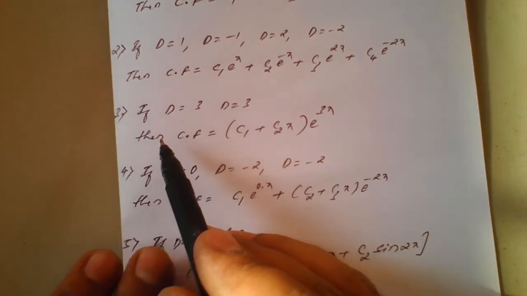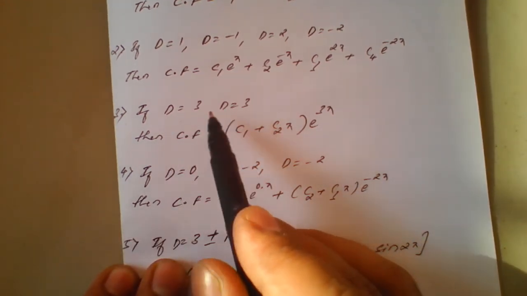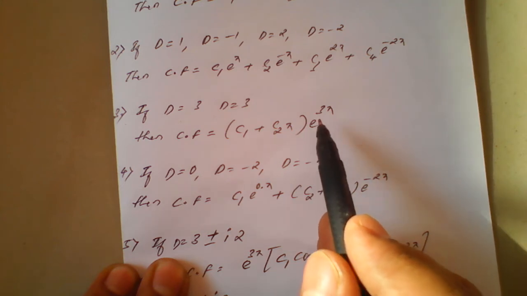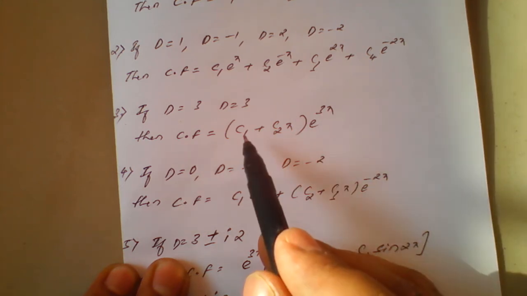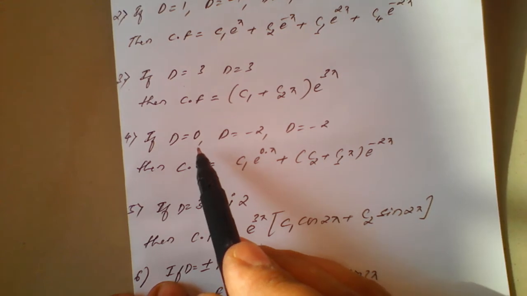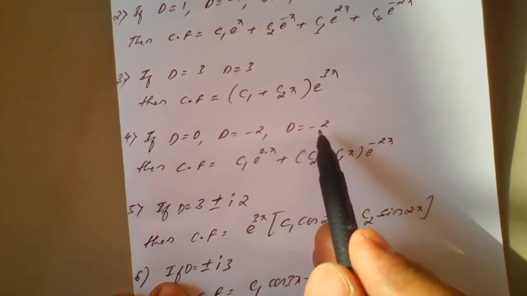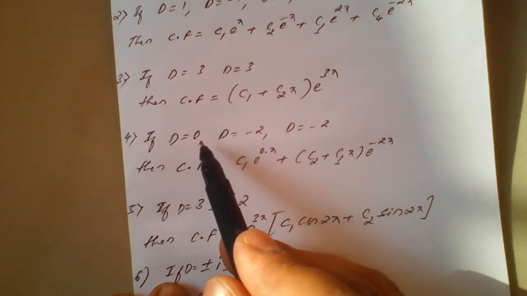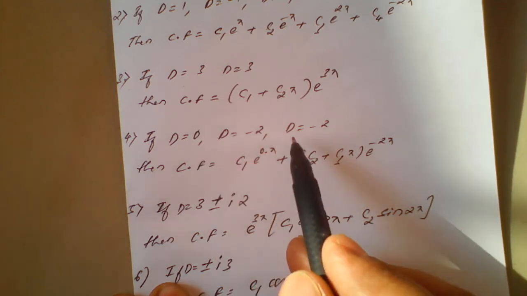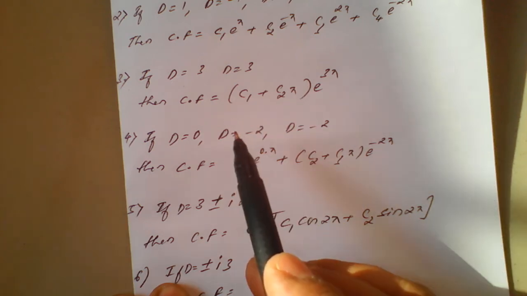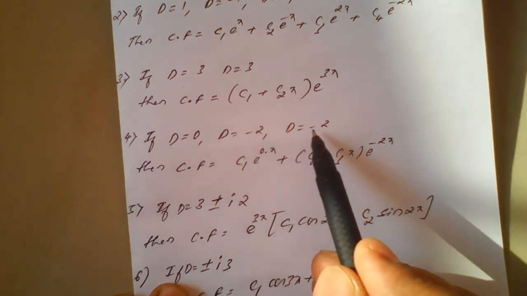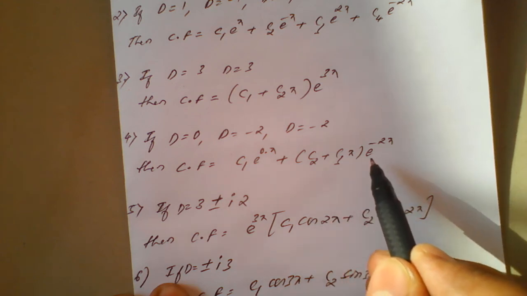Next example: D is equal to 3, D is equal to 3, meaning the roots are real and same. For this, how to write? C1 plus C2x into e raised to 3x, because the roots are same. Then if the roots are D equal to 0, D equal to minus 2, D equal to minus 2, here they are real, but the first one is different and the remaining two are same. So it is a mixture of the first kind of root, real and distinct, and the second kind of root, real and same. For the first root we write C1 into e raised to 0x, plus for the second type we write C2 plus C3x of e raised to minus 2x.